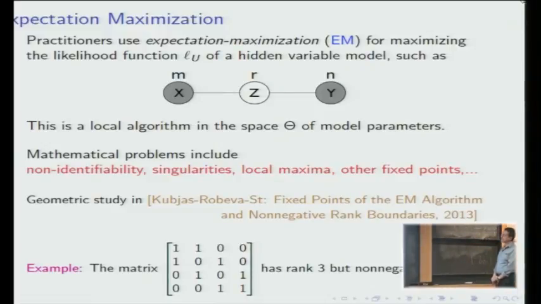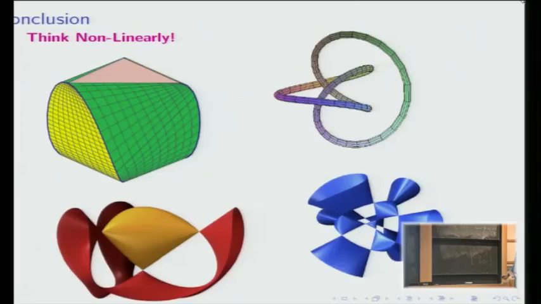And another issue is the true model that they're interested in is not low-rank matrices. They're not interested in probability matrices of low rank. They are interested in probability matrices of low non-negative rank. Right? So if you want to approximate the soccer table, you want a low-rank matrix of low non-negative rank. And that's a whole different story. So there's a paper that's coming out in the Annals of Statistics called Fixed Points of the EM Algorithm and Non-Negative Rank Boundaries that studies these issues in considerable detail.